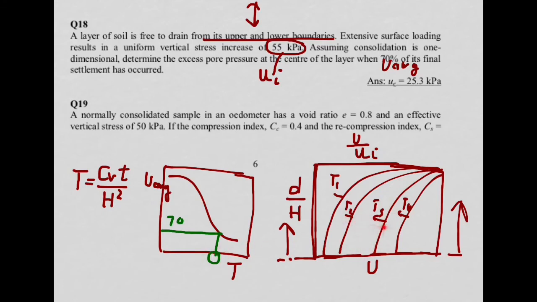You might find it by interpolation or things like that. It is between maybe time factor 2 and time factor 3. So you start drawing a line like that representing the time factor that you get from here. Now at 70%, we want to know, at this point, which is the center of the layer, what is the ratio. Okay, so we get this ratio now. We know that the initial excess pore water pressure is 55. We know the value, then we can get the excess pore water pressure, which is required in this question, at the center line here.